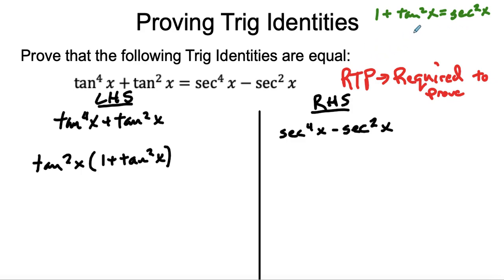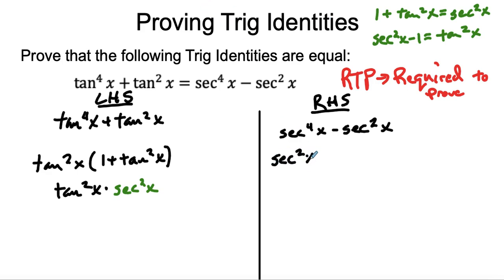Likewise, secant squared x minus 1 equals tangent squared x. Notice that's just me moving these around so that it's now equal to tangent squared x. Okay, but in this case, we got tangent squared x times secant squared x. And once I see that, there's a good chance I can get this to equal that if I just do a little work here on the right-hand side. So I'm going to go ahead and do that now.